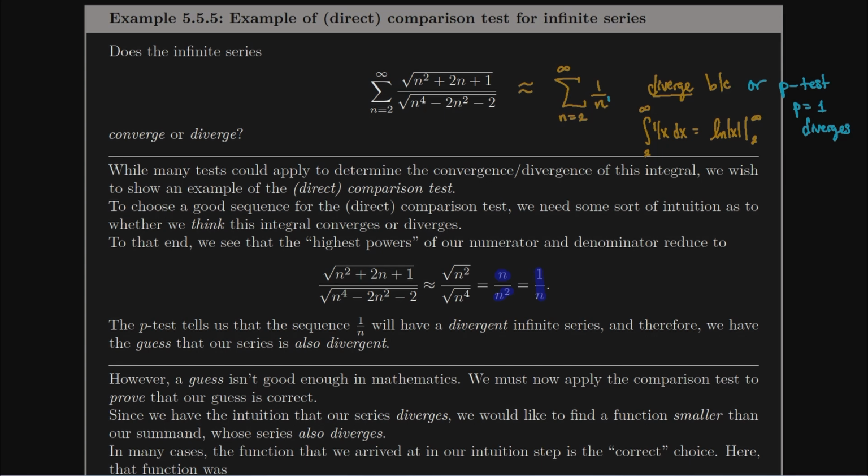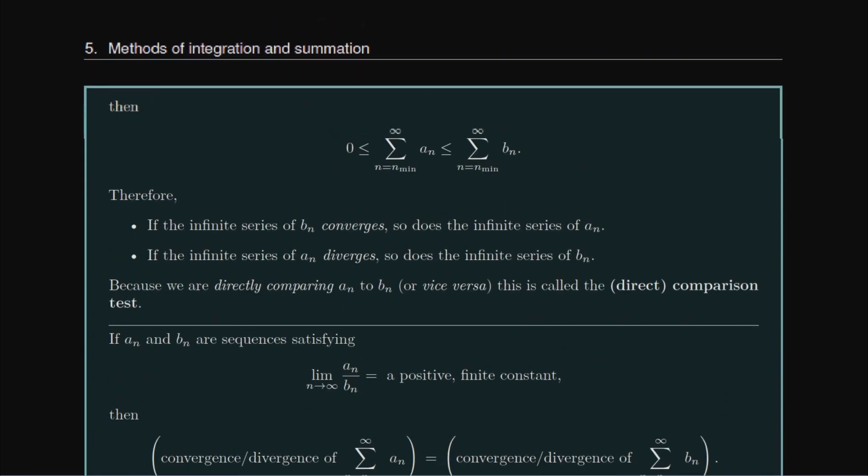Now that's going to give us some intuition, a really good guess about the sum that we're actually curious about. We're going to have to prove that this diverges. Now that we have the intuition, we have to go ahead and prove it. If we're going to use the direct comparison test, let's go back to what this looks like.